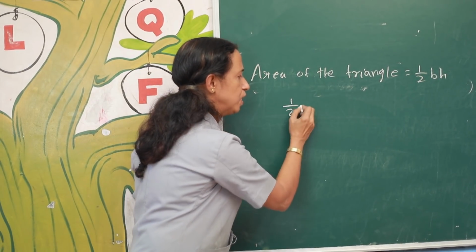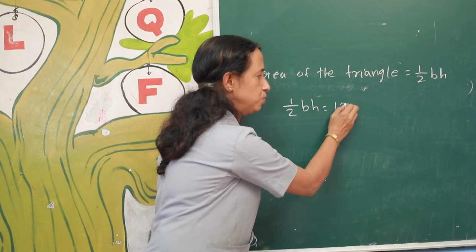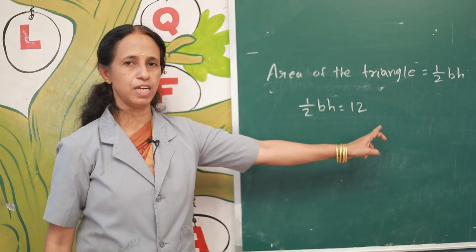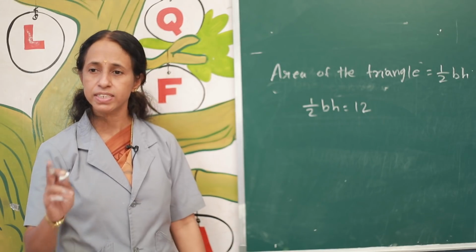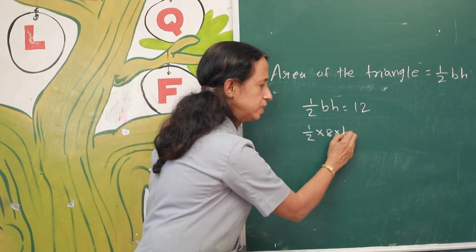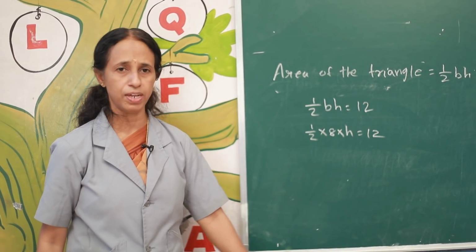Half BH is equal to 12, because the area is equal to 12. B is the base and H is the height, and one side is given. So half into 8 into H is equal to 12.